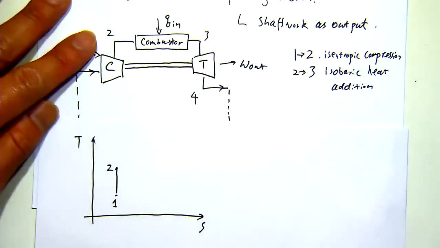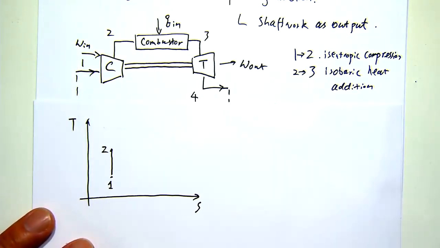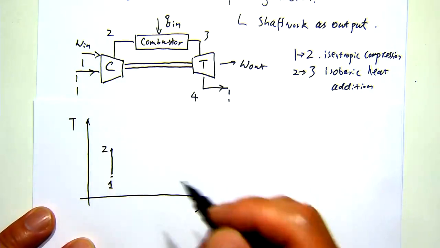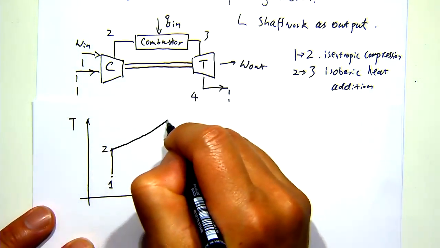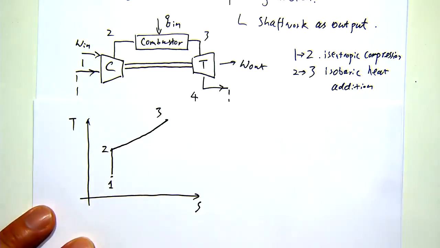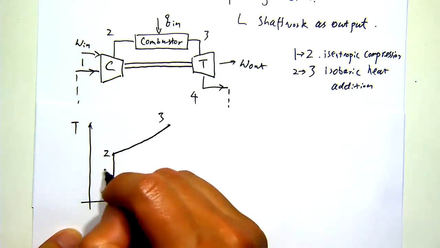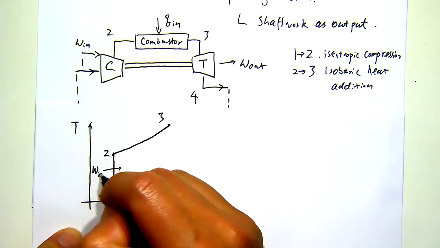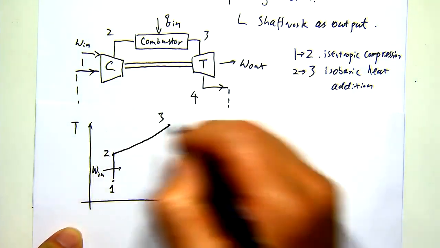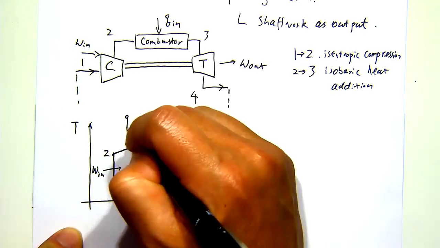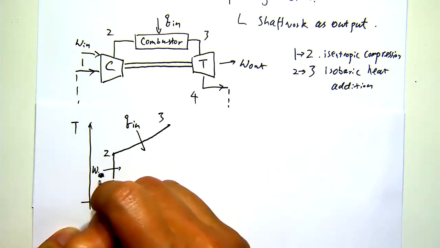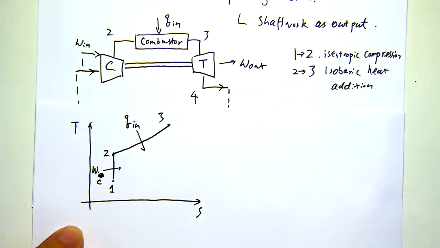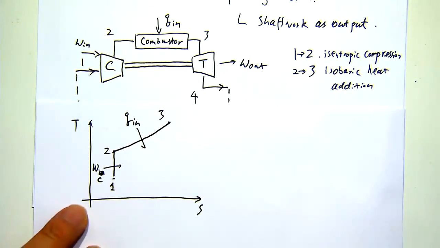So for isobaric or constant pressure on a TS diagram, we don't have a straight line anymore. We have a curved line to get to state 3. All right, so that's the heat being added. So this is work input, heat in, or maybe I call this compressor work, W, the work of the compressor.